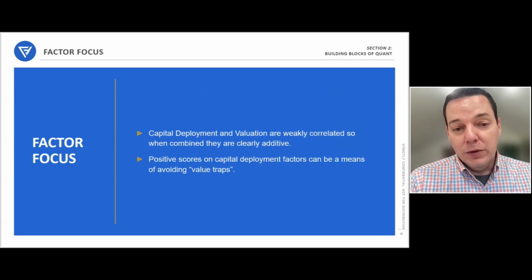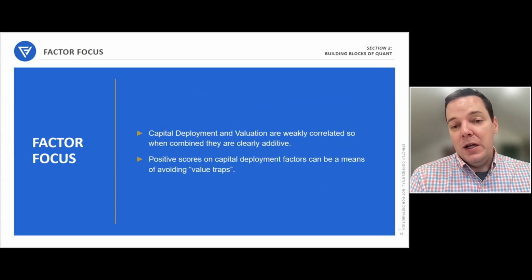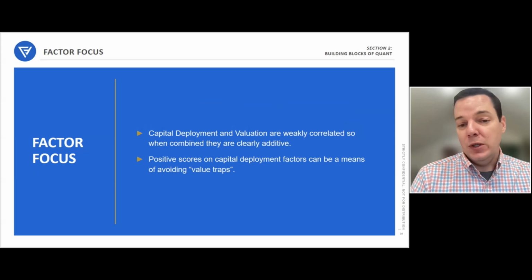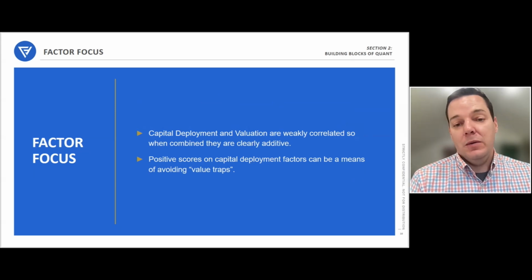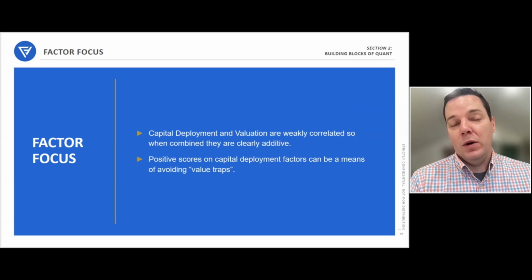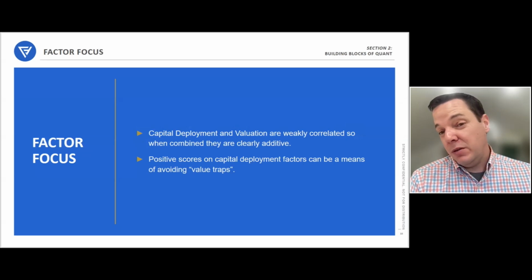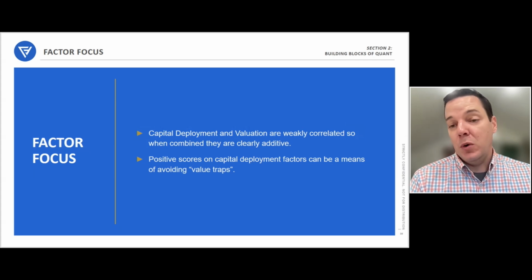And then utilizing capital deployment, we think it complements valuation really well. We've talked about capital deployment as being one of the signals that we look for in trying to avoid value traps. If you see a stock that looks cheap, it could be cheap for a reason, right? It could be a really poorly run company, or there could be some kind of permanent impairment that we might not see in other places.